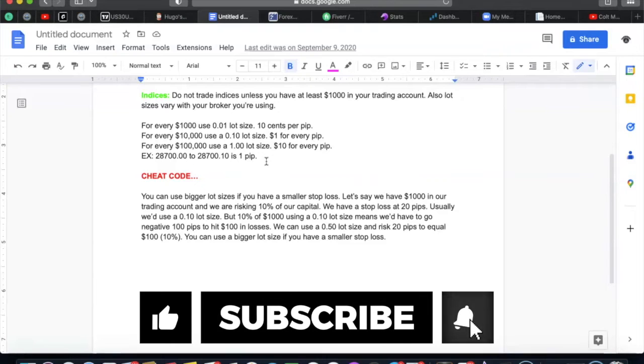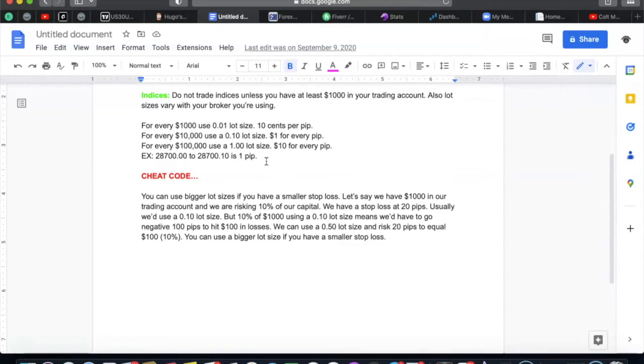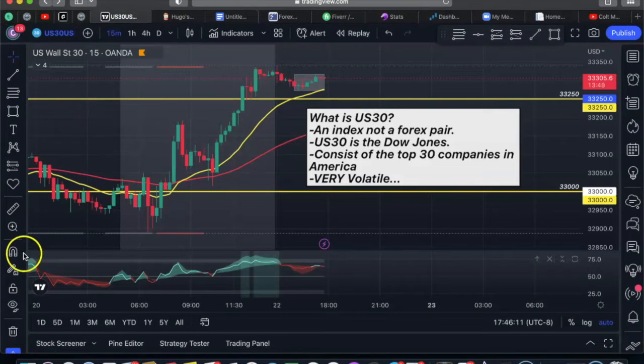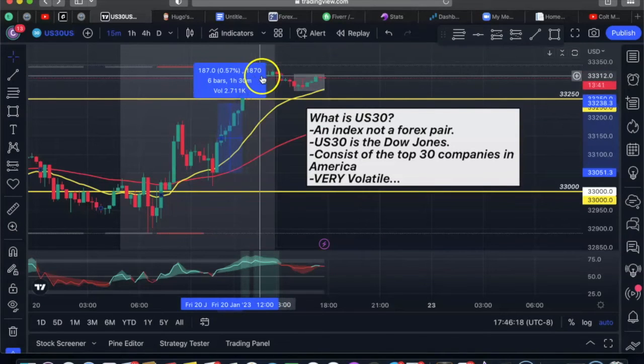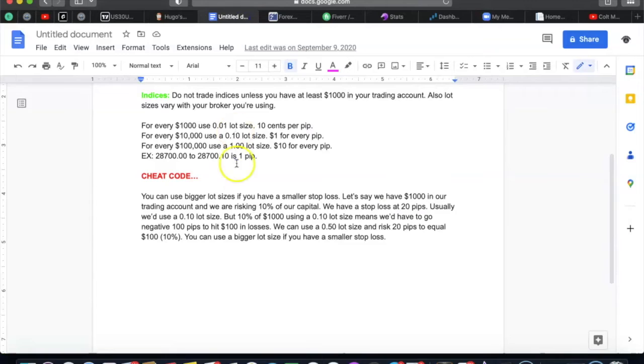So obviously you have to look at the prices and understand everything with Hugo's way, but the best way to measure the amount of pips is right here with this ruler tool on TradingView. Go right here and drag it up, boom, 1,870 pips right there. Okay, let's go back to here.